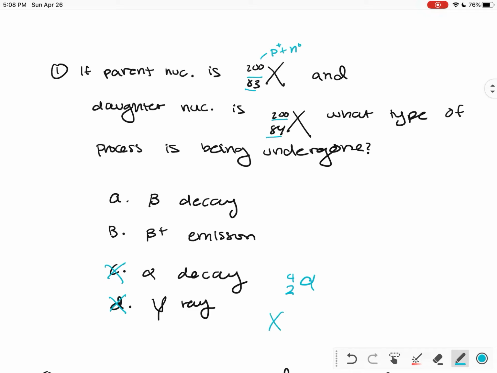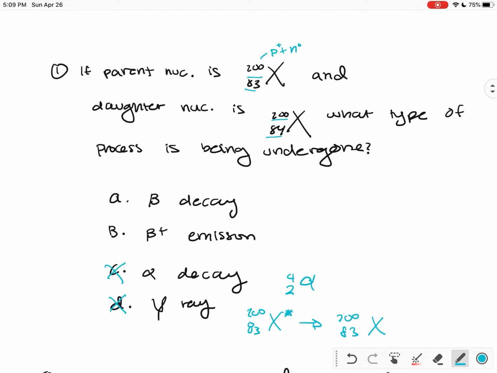So it would be like 283 goes to 283 plus gamma. This is the excited state, or this is a star, and then this is the ground state. So it's just giving off energy. So we know it's not gamma ray because our atomic number is changing. So now we have to remember the difference between the two.